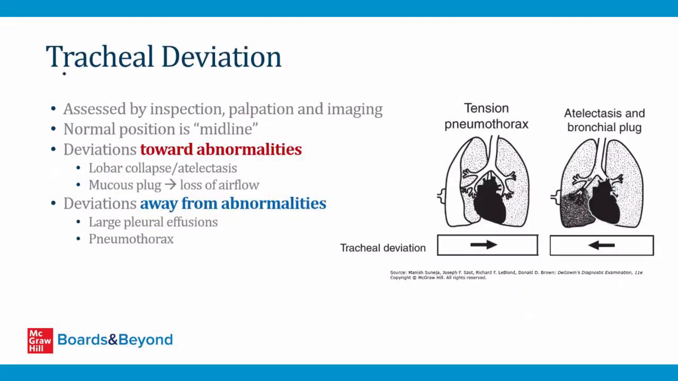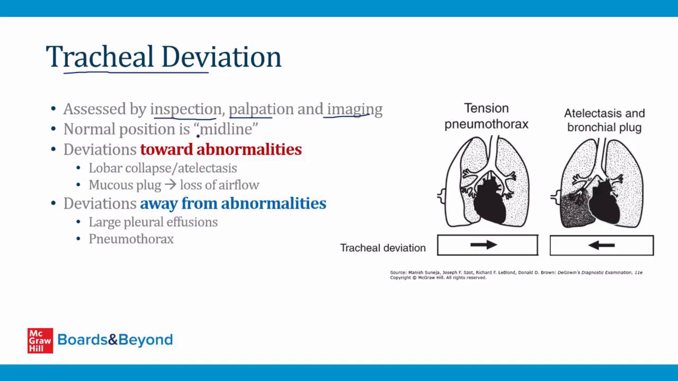And then the last thing I'll talk about is tracheal deviation. So there are certain pathologic lung processes that can cause the trachea to deviate away from its normal midline position so that it shifts to the left or to the right. And you can assess this by inspecting the patient's neck, by palpating the trachea, but more often in the modern era, we assess the trachea for deviation on imaging. So a simple chest x-ray usually lets you see the trachea very well, and you can tell if it's deviated to the left or right.